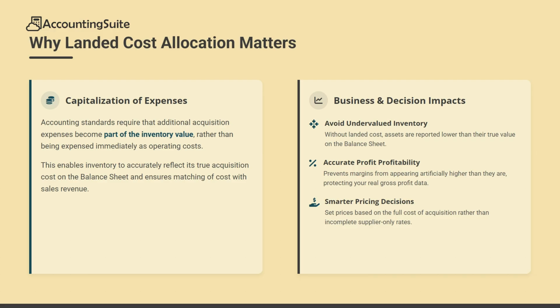Accounting Suite eliminates this complexity. Additional acquisition costs can be linked directly to inventory. Allocation is calculated automatically. Accounting entries are generated automatically, and inventory always reflects its true acquisition cost. Landed cost is more than just an accounting feature. It is an essential part of accurate inventory valuation. Accounting Suite makes the entire process simple, flexible, and fully integrated into your purchasing workflow.